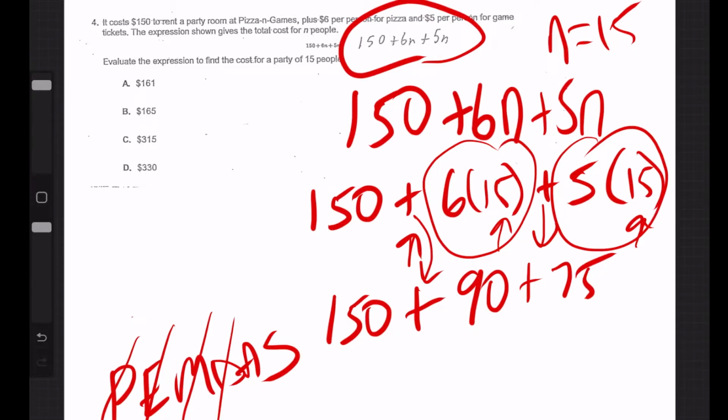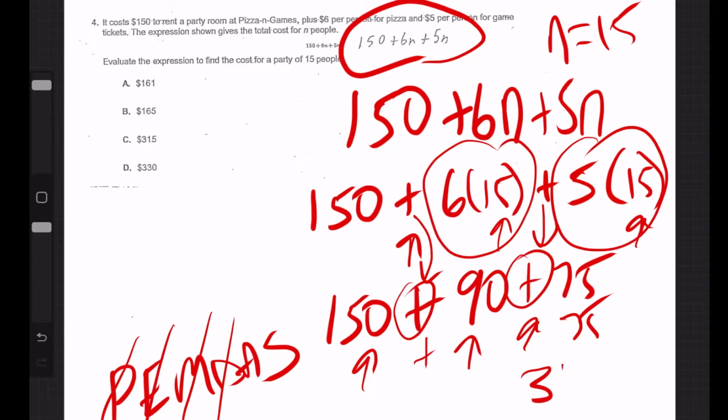Now, do we have any addition and subtraction? Well, we sure do. We've got these plus signs right here. And that's our last step. So we're just going to add all these together. 150 plus 90 plus 75 comes to a grand total of 315. Now let's go look at the answers.